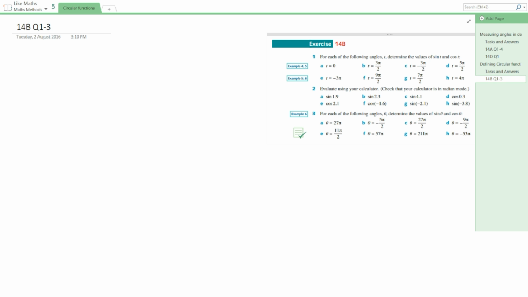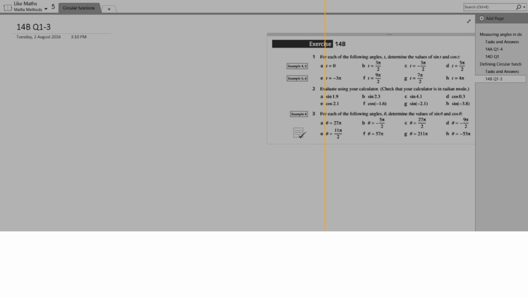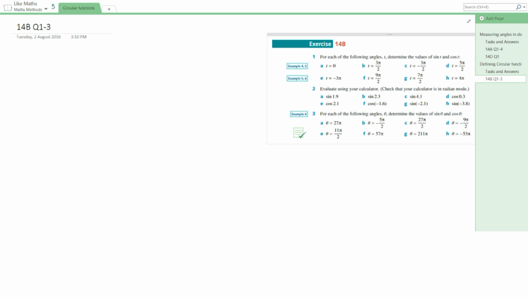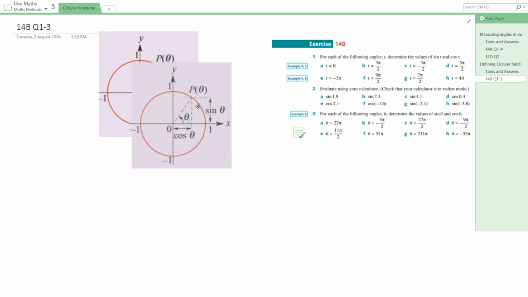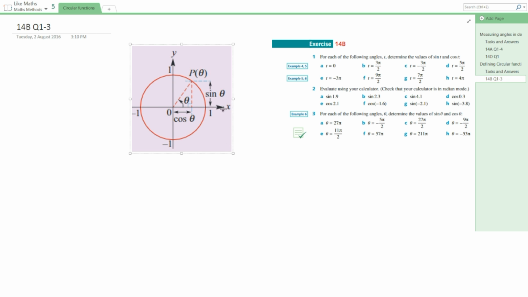Now, referring back to the diagram in the book, I'll just bring that down here. The relationship between sine and cosine is such that the y value here is the sine of the angle in the unit circle, and the x value here is the cosine of the angle.